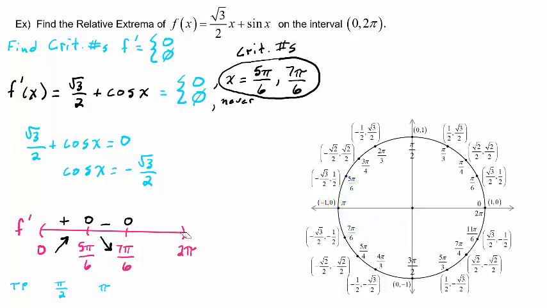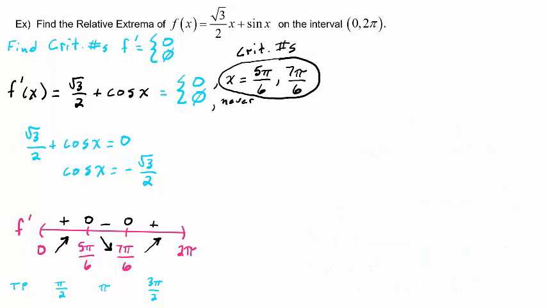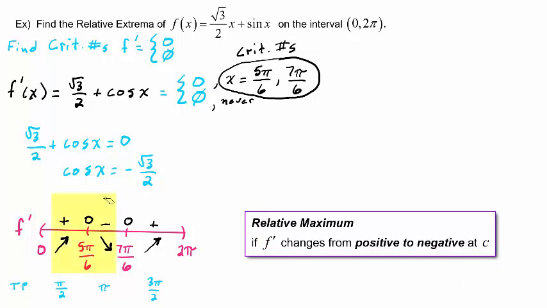On this interval, we have to pick a test point between 7 pi over 6 and 2 pi, and a really convenient one would be 3 pi over 2. We know the cosine of 3 pi over 2 is 0, so that means f prime would be rad 3 over 2, which is a positive number. And that means f will be increasing. Now, using the definitions we just learned, if the derivative changes from positive to negative at a critical number, then we know that we will have a relative max there.